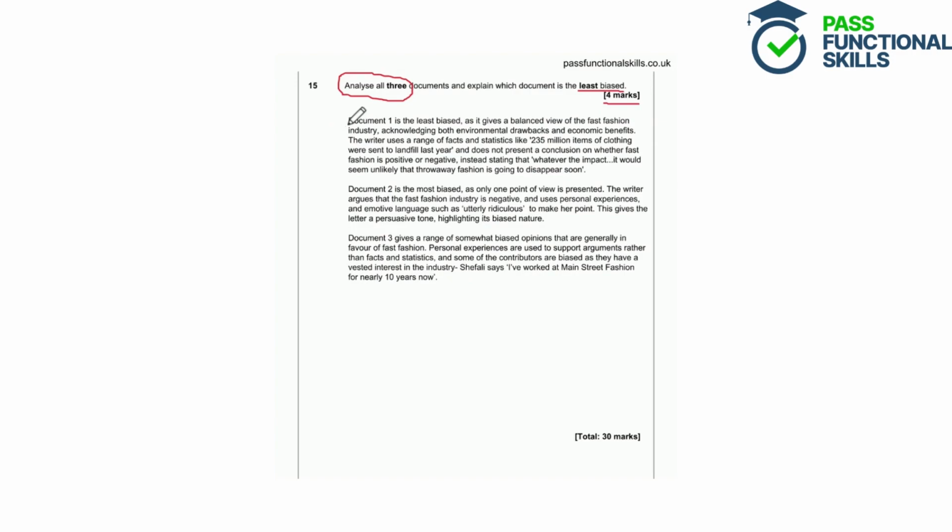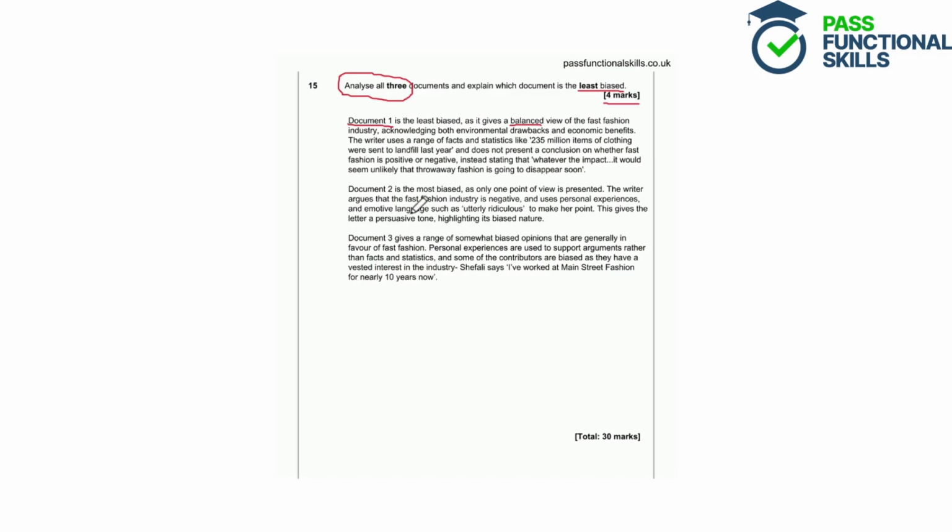So the student here has selected document 1 as being the least biased, and they've explained why. So they said it gives a balanced view. Balance just means discussing both sides of the argument. A balanced view of fast fashion industry, acknowledging both environmental drawbacks and economic benefits.